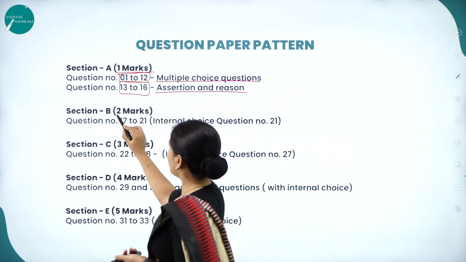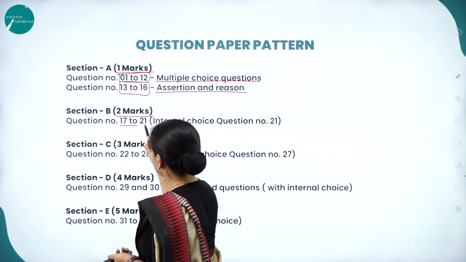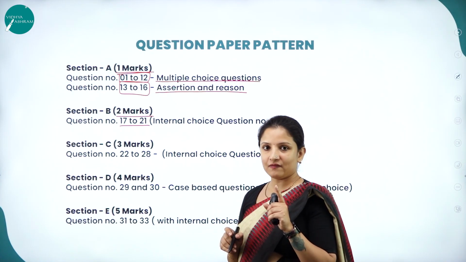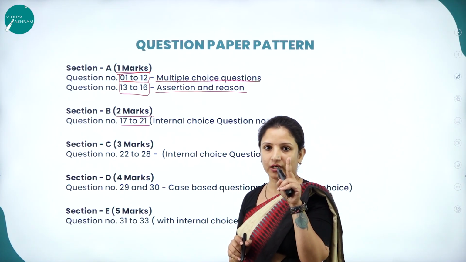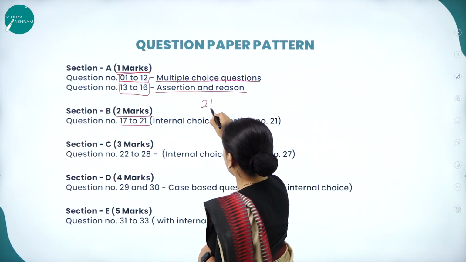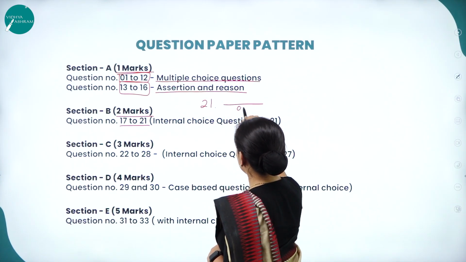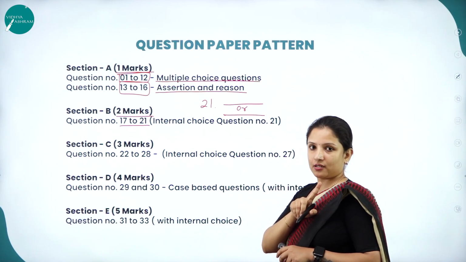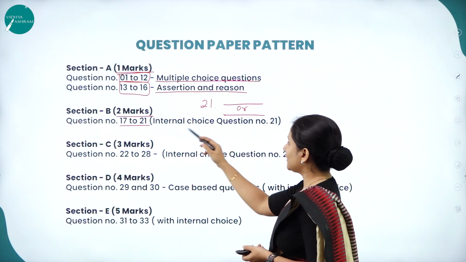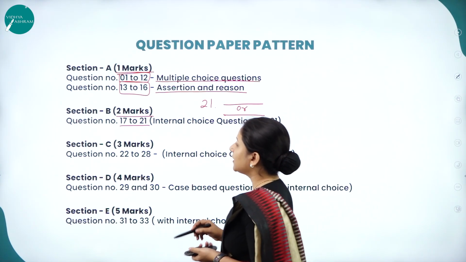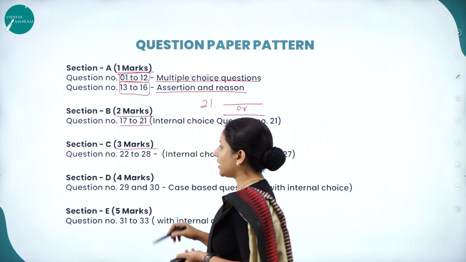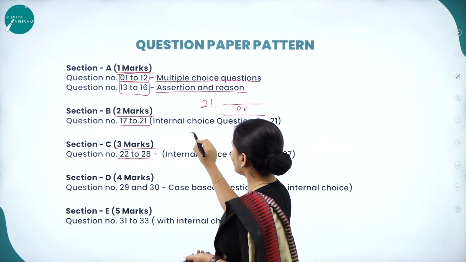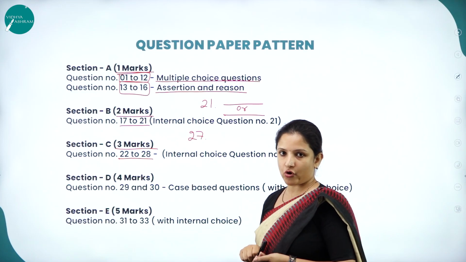Next, section B is for 2 marks, wherein question number 17 to 21 is for 2 marks. In question number 21, 2 questions will be asked. Say, for example, they'll write 21, give one question, and then write 'or' and give one more question. Meaning, out of these 2, any one you can write in question number 21. So, internal choice in question number 21 will be there. Next, section C is completely for 3 marks, that is question number 22 to 28. Here also, in question number 27, you will have internal choice.